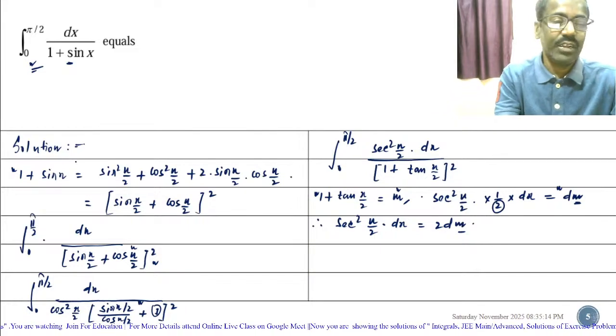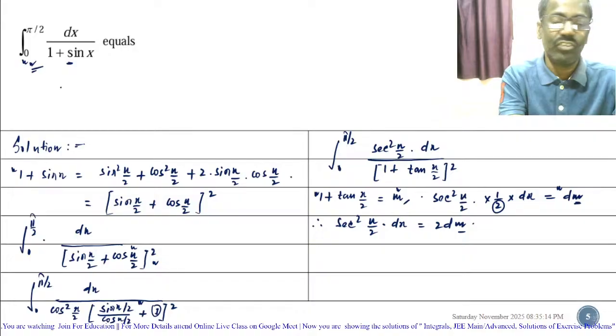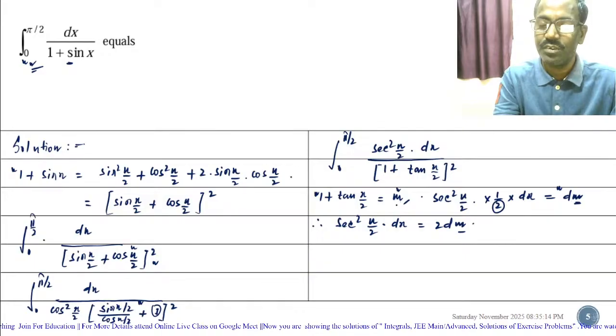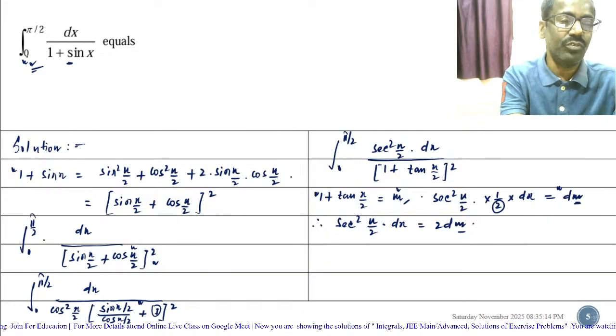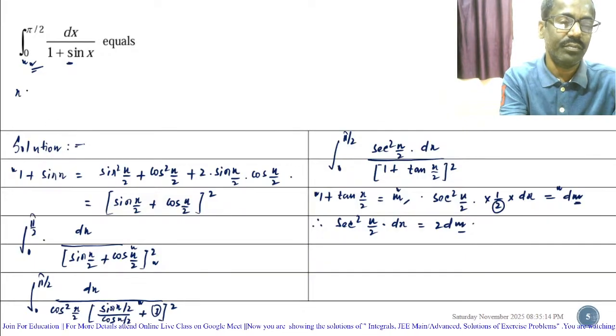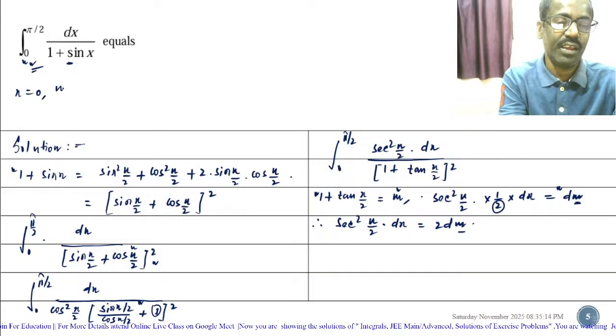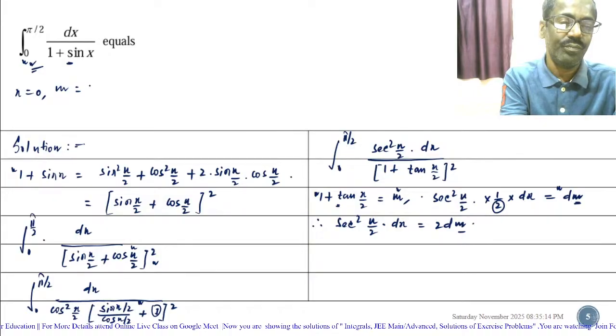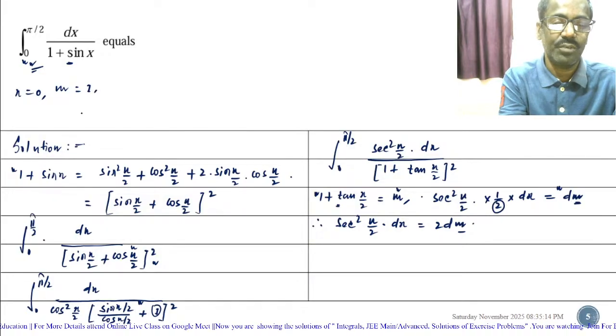Let's see, when x equals 0 we put it here, then what will be the value of m. So tan 0 will be 0, so 1 plus 0 equals 1. So when x equals 0, then m will be 1.